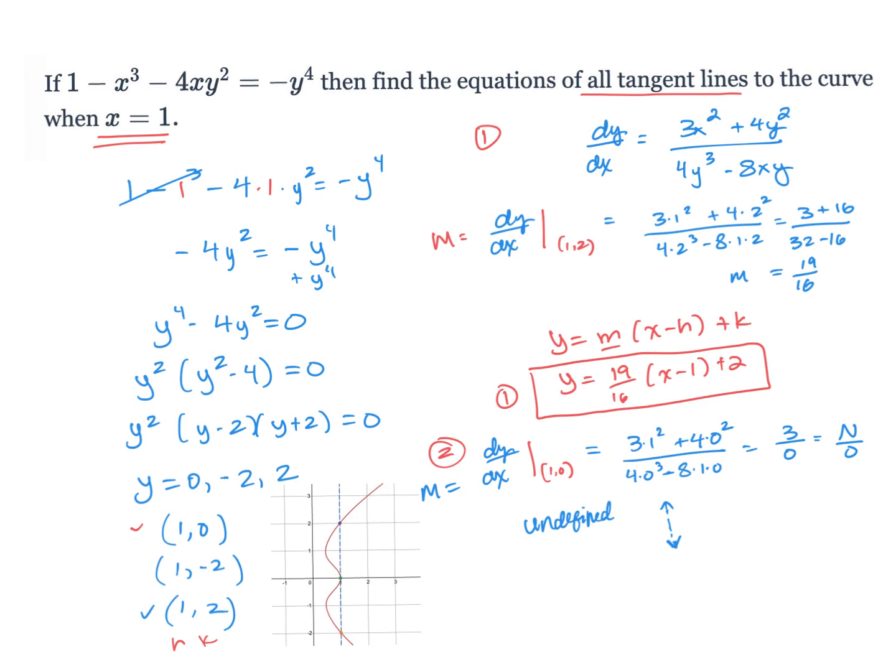In order to illustrate this, I have imported the graph of 1 minus x cubed minus 4xy squared equals negative y to the 4th right here. And I want you to look right here, this is the point we're looking at. This is the tangent line at that point. So how do you write the equation of a line that goes straight up and down through the x-axis? And that is going to be x equals 1. So that is our second tangent line.